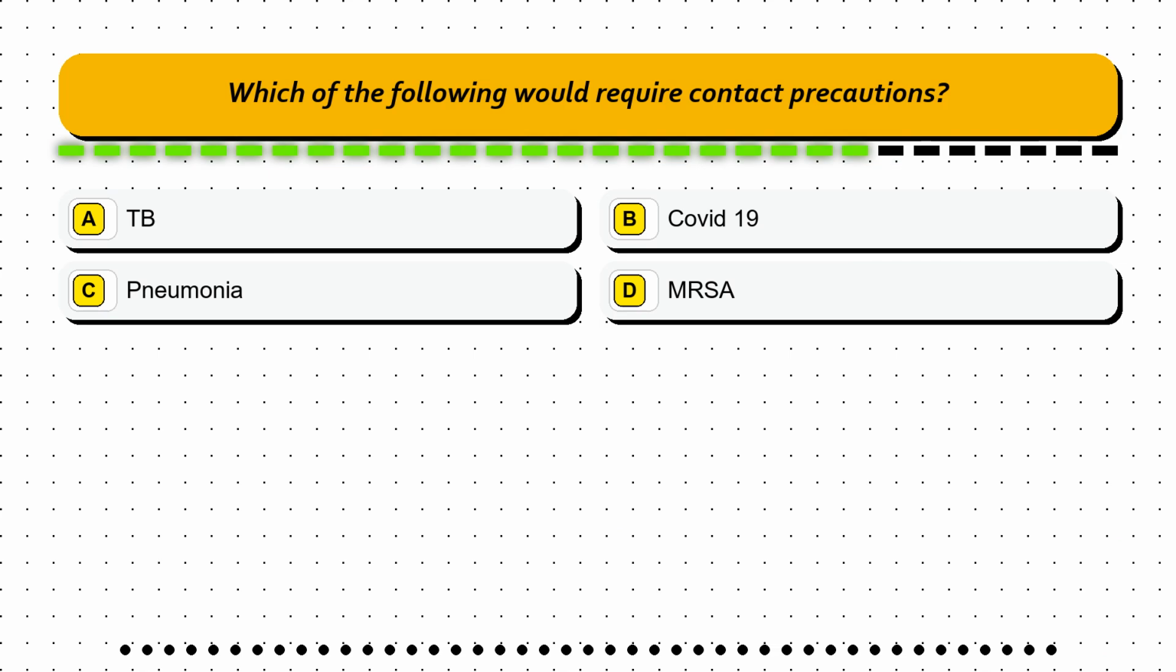Question 29. Which of the following would require contact precautions? Option A, TB. Option B, COVID-19. Option C, pneumonia. Option D, MRSA.